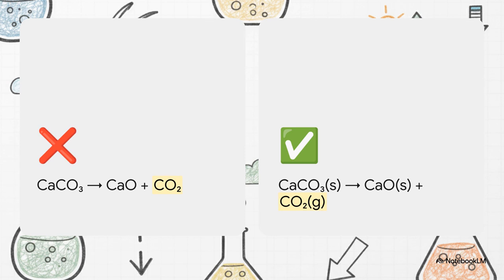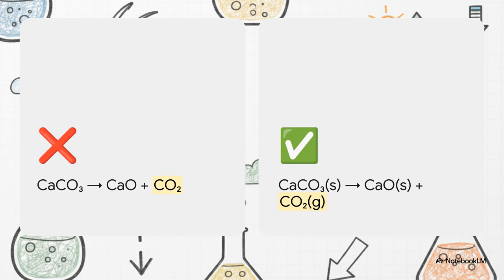So here's what I like to call a naked equation. We've got calcium carbonate breaking down into calcium oxide and carbon dioxide. And sure, it's chemically balanced, the atoms perfectly match up. But it kind of feels empty, doesn't it? Now compare that to the fully dressed equation. The CaCO3 gets an (s) for solid. It breaks down into CaO, which is another solid, and CO2, which is a gas, shown by that little (g).